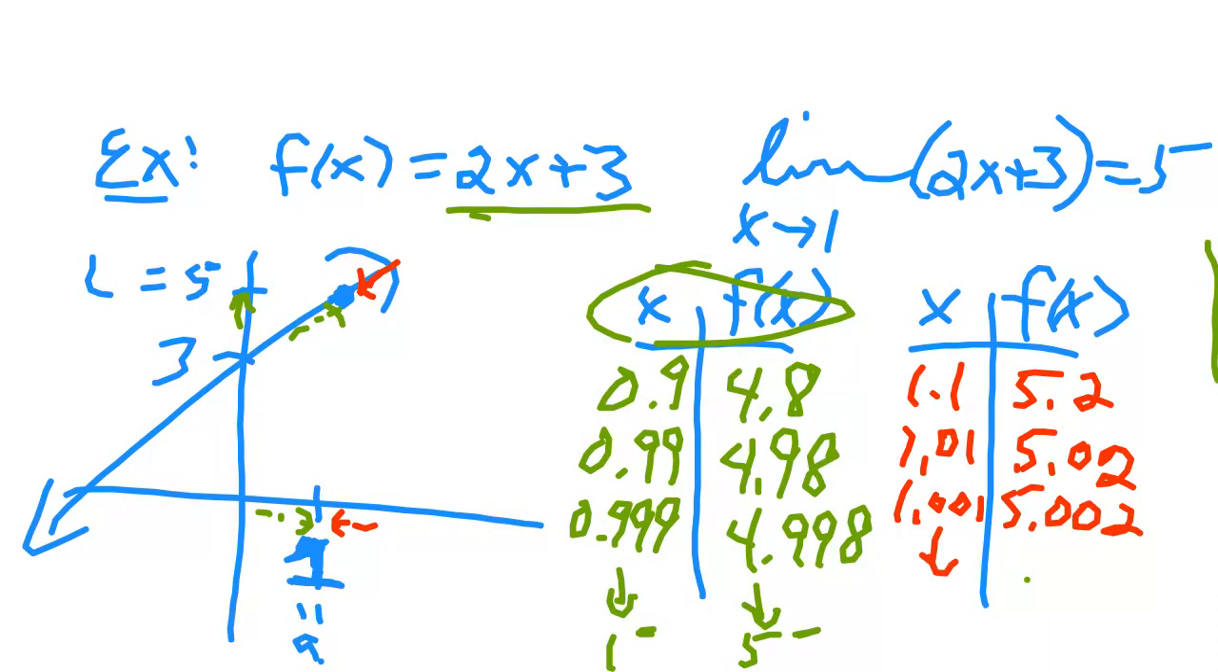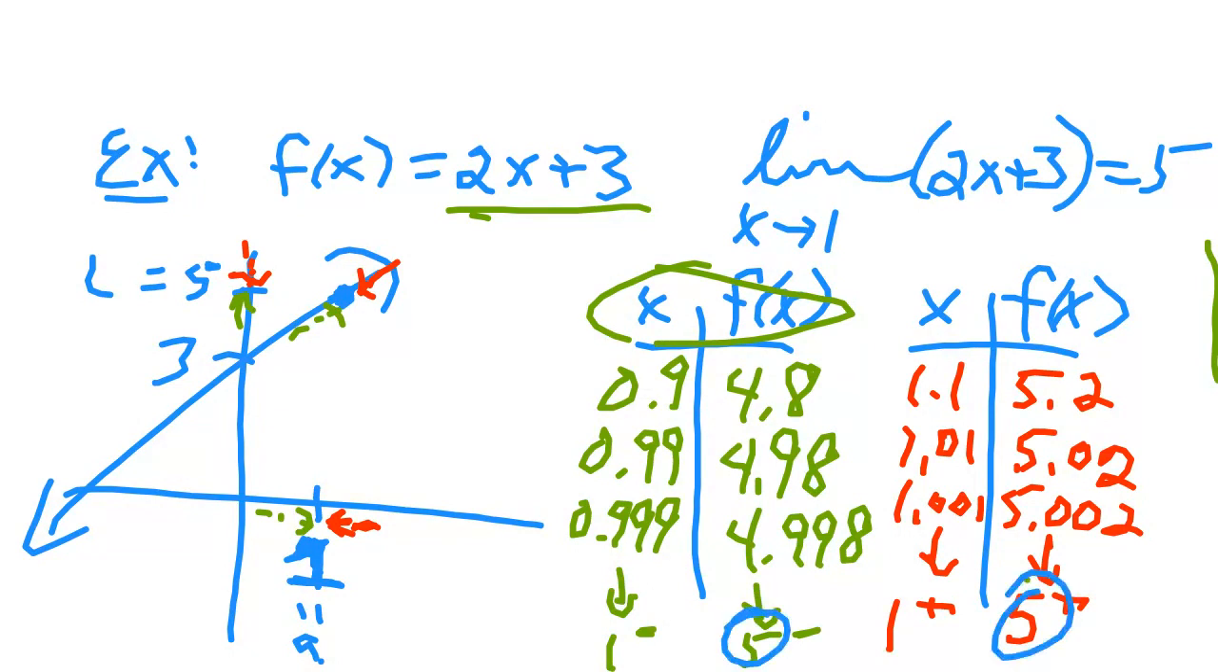As we can see, this is pretty obvious. This approaches 1 from the right side, and my height approaches 5 from the top side. So as I approach 1 from the right, I approach 5 from the top, and basically both of these approach a height of 5.